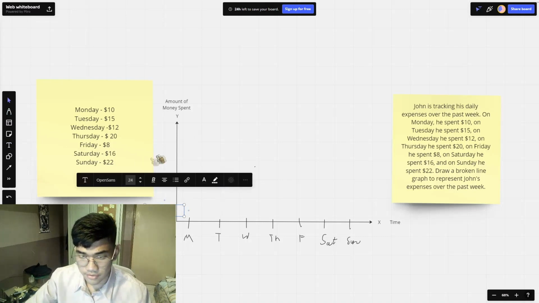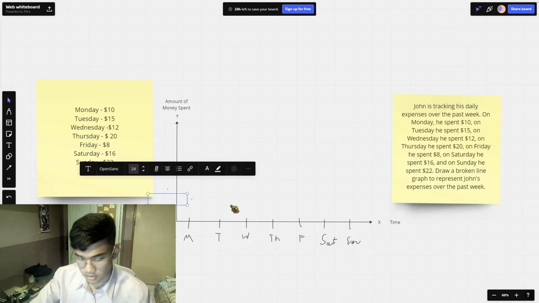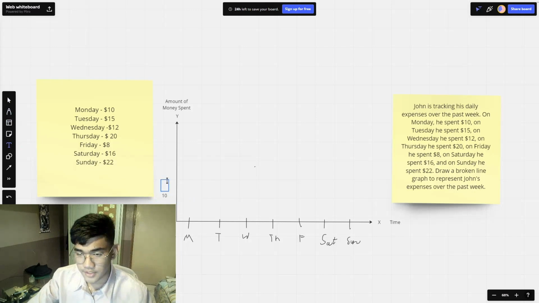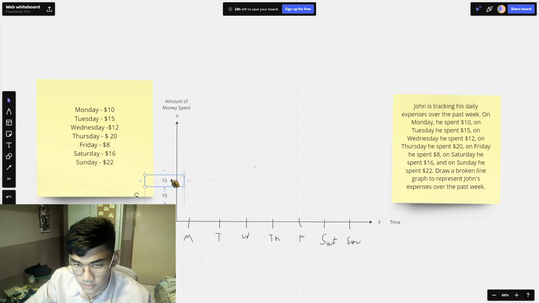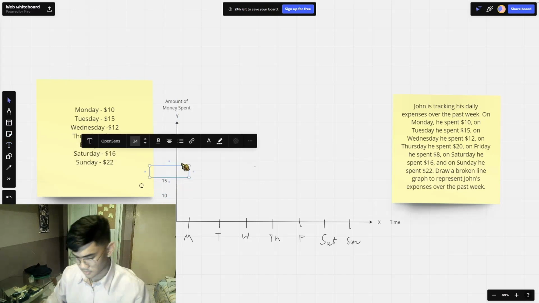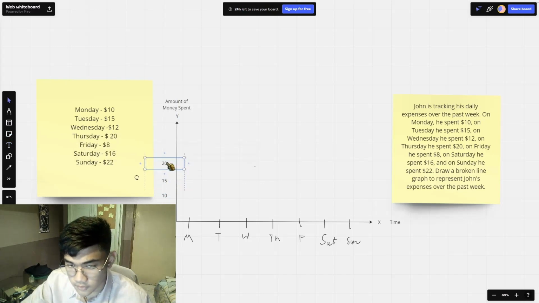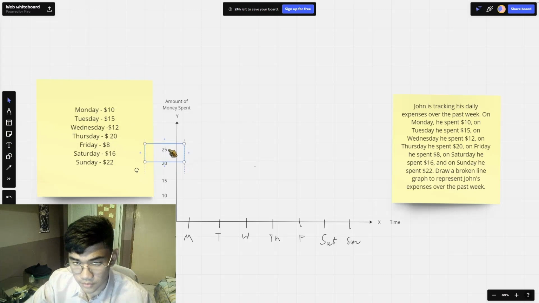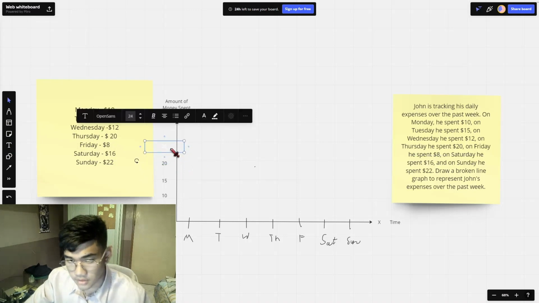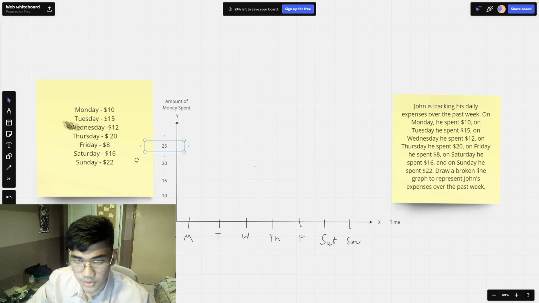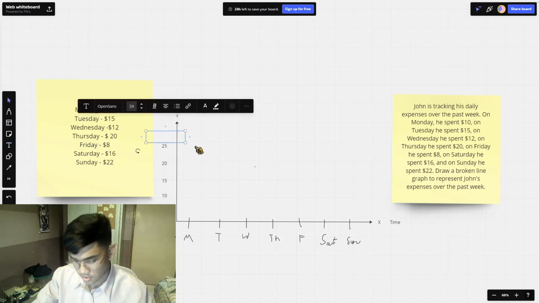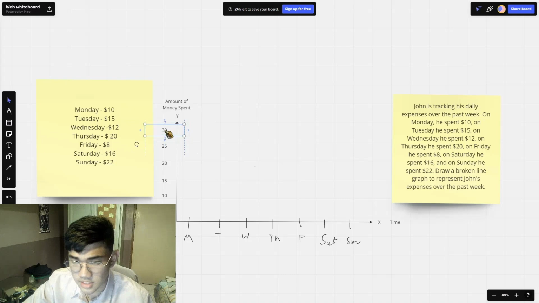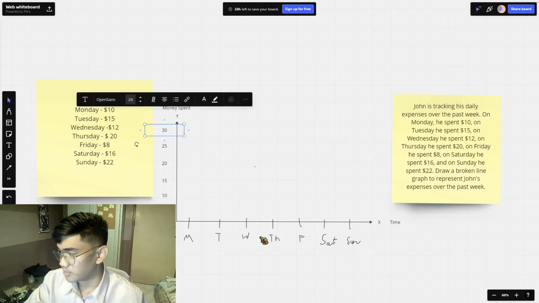Let's start with 5, going to 10. Let's center that. 15, and then 20, 25, let's get rid of that space there, 25, and then 30. So now that we have labeled our y-axis, it is time to add the data and plot the data using points.